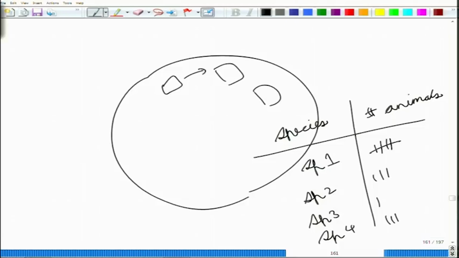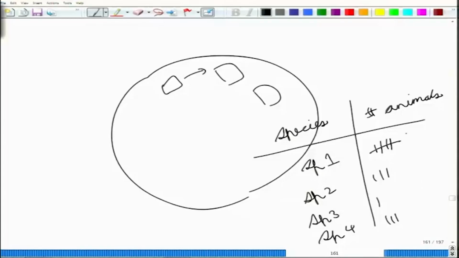So, for all of these 300 animals you will make this list of what species are there and how many animals you saw. At the end of this period you will say that this is 5, this is 3, this is 1, this is 3, and so on. And probably you will repeat this measurement at some other point of time in some other area to make an estimate of the relative density of different species in different areas.